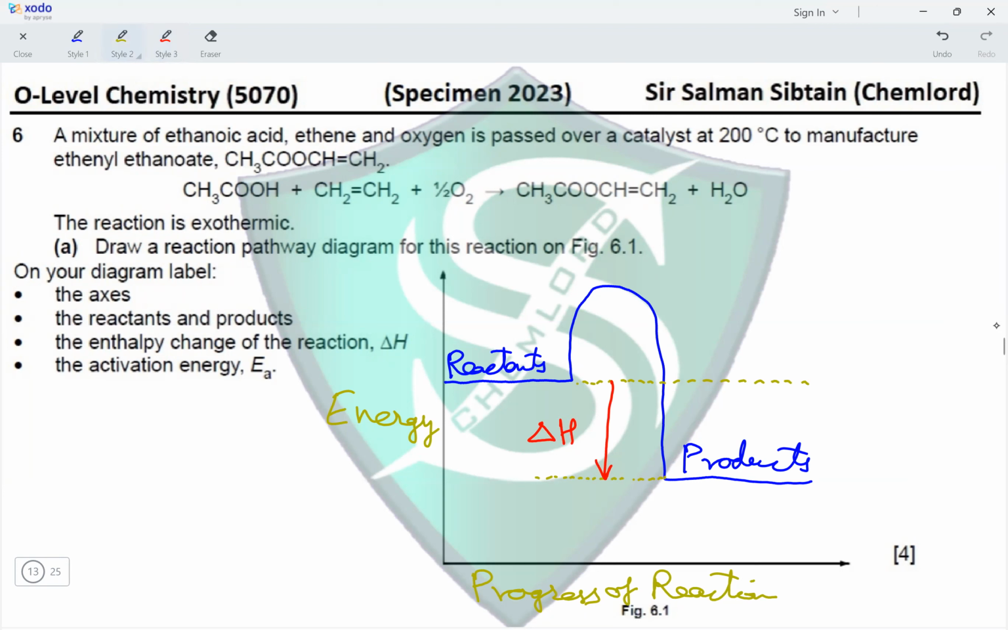Next, we have to label the activation energy. Activation energy is the energy difference from the reactants till the highest value in the energy profile diagram. This is the dotted line for the highest energy value, and activation energy is always positive, so the arrow will be pointed upwards from the reactants till the maximum point of energy, and we will label this as activation energy. So now our diagram is complete.